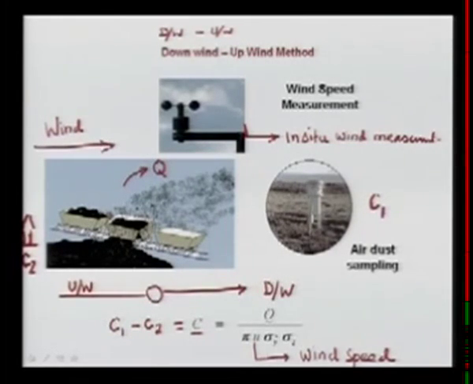and then sigma y and sigma z are the dispersion parameters that you can get from the literature, which are a function of the distance. So depending on how far your distance that you have measured, sigma y and sigma z are the dispersion parameters.